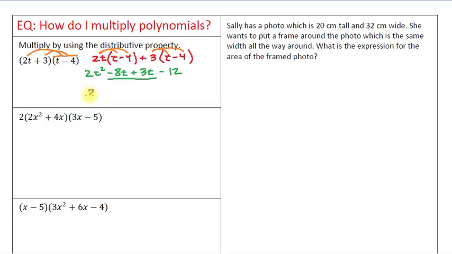So now we can write our final answer. This is going to be 2t squared, negative 8 plus 3. So negative 8 plus 3 is negative 5. Again, if you struggle with negative numbers, use your calculator to solve that. Negative 8 plus 3 is negative 5, so negative 5t, because that's a like term, and then we're going to write the negative 12. So there is our answer when it asks us to multiply by using the distributive property. Take a look at the next one.